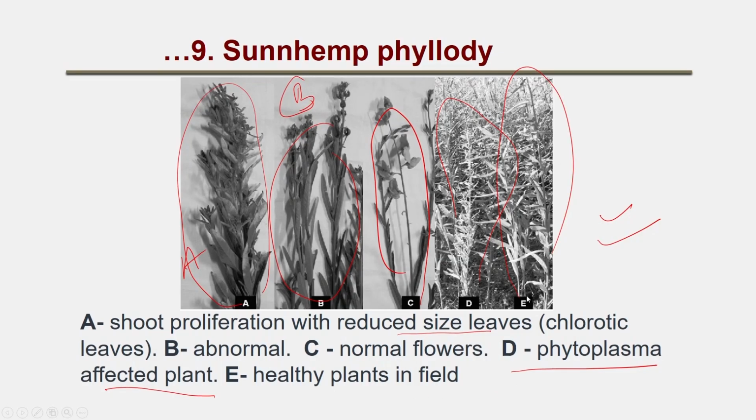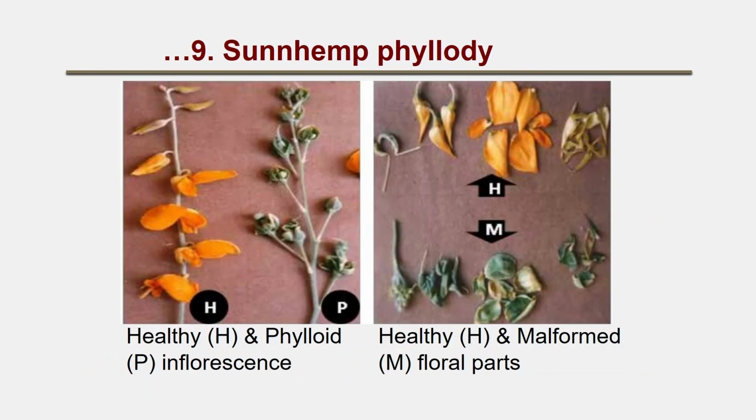Not very clear picture, but somehow you can see that the floral parts are transformed into leafy parts. Here you get a clear picture. So you can see this is a healthy plant and this is a phyllody plant. You can see there are no flowers. On the right side also you can see this is a phyllody plant with malformed floral parts, but they are healthy flower parts.